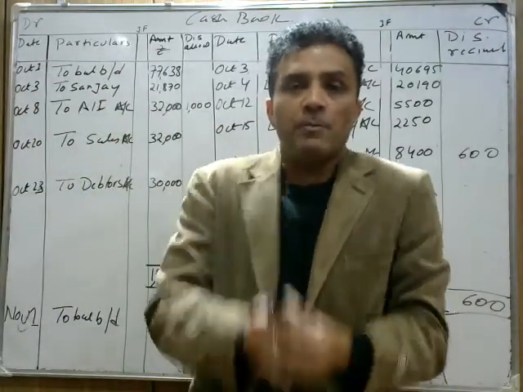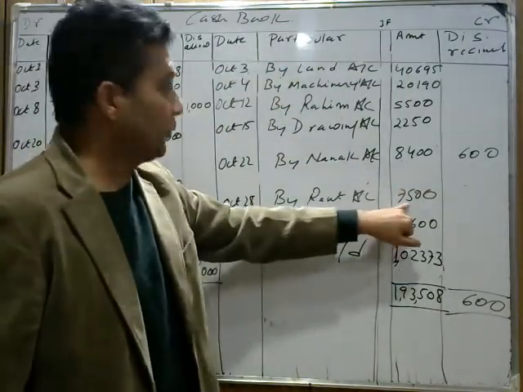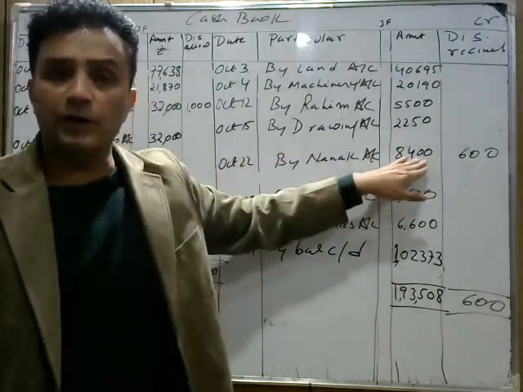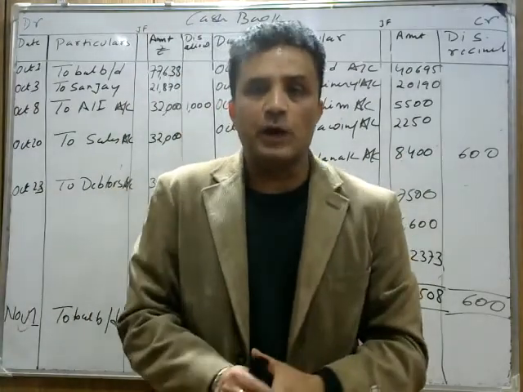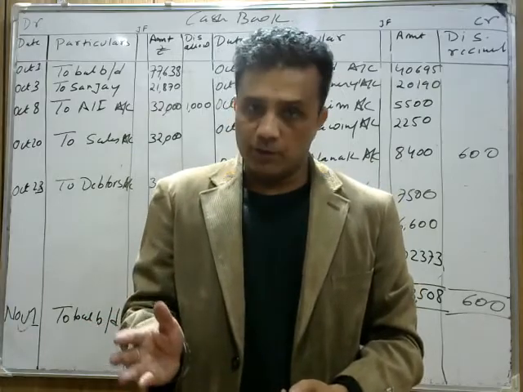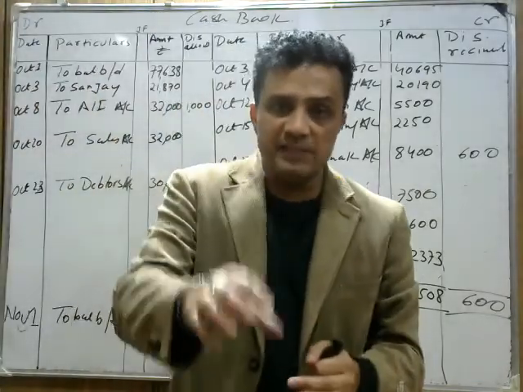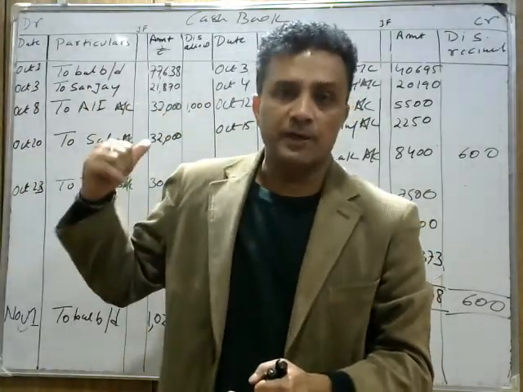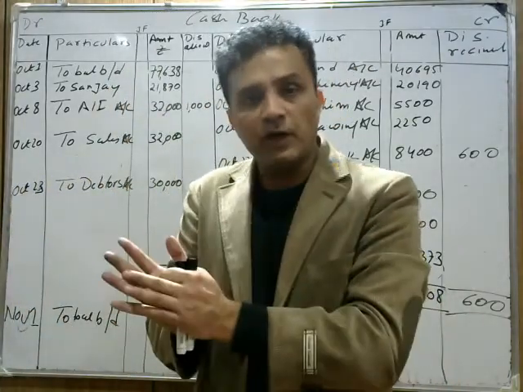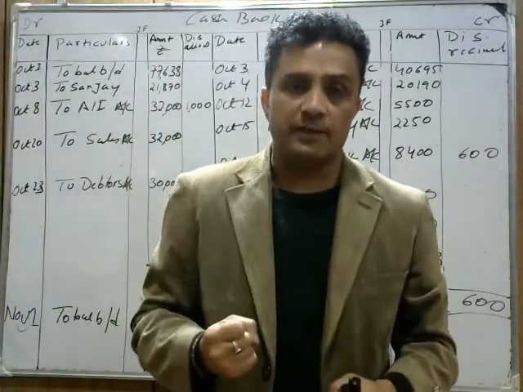From the cash book, you know how much rent you paid. From this you know that we paid rent on October 28th, 7,500 rupees. In the same way, we paid Nanak on October 22nd 8,400 rupees. From the cash book, it's very easy to understand. We no longer need to look at the journal again and again because we created a cash book. So from the cash book, the entire picture is clear: how much money we received or paid in the month of October. In the same way, we can find out for the whole year. How much money we receive and pay is very easy to understand when we prepare the cash book.